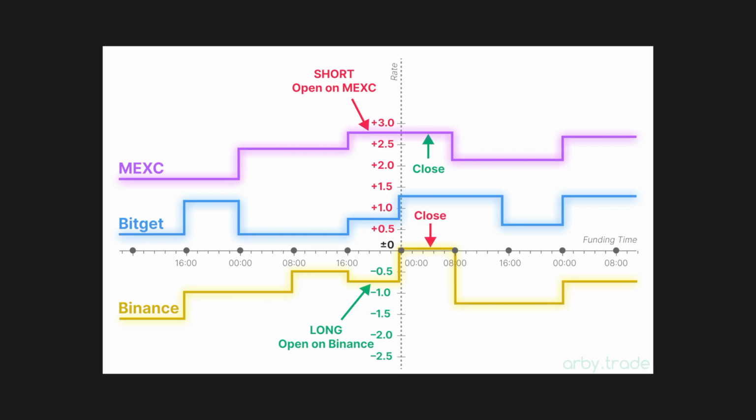The key is to have a high funding rate on one exchange, where we'll earn the funding, and a near zero or opposite funding rate on the other exchange. This will be the hedging position. More details on this in our article linked in the description.